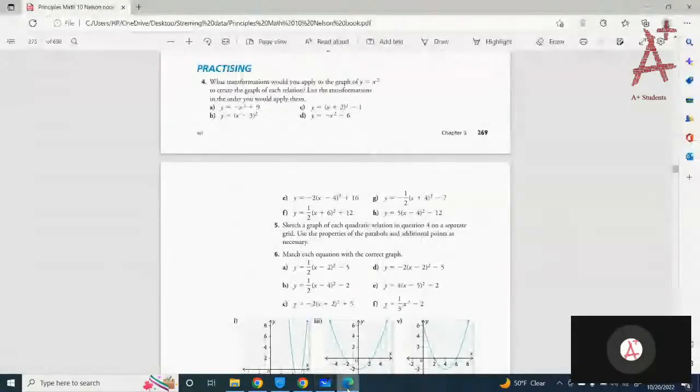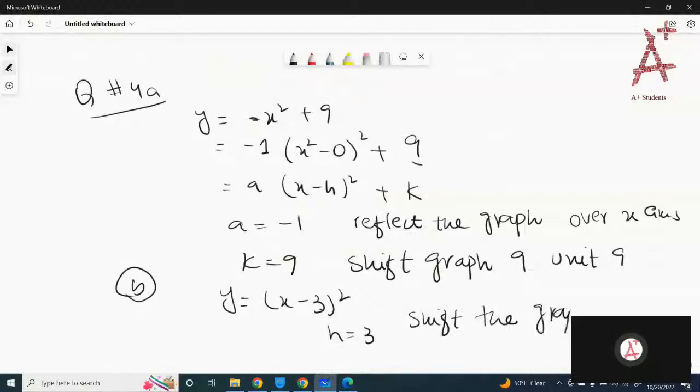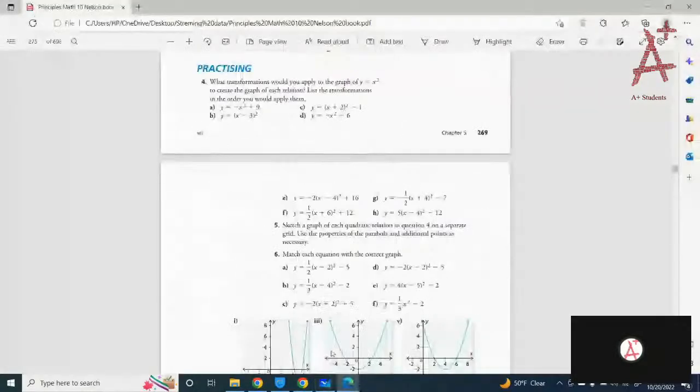Okay, let's see what the next equation is. B is y equals x minus 3 whole square. This is the value of h. h equals 3 in the equation. That means shift the graph right 3 units. Shift the graph 3 units right. Got it? So these are the transformations applied on the graphs.